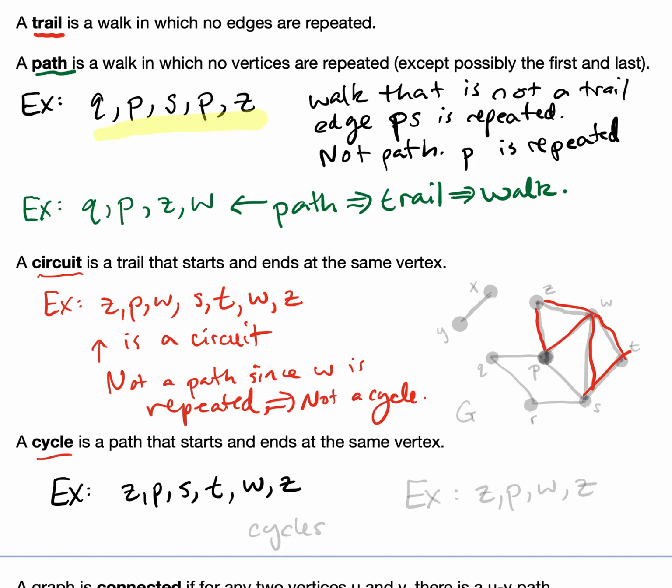So that is a cycle. It does repeat the vertex Z at the beginning and the end, but that is allowed, so this is a cycle that begins and ends with Z. And another example of a cycle that begins and ends with Z would be ZPWZ. So these are both cycles. And because they are cycles, because they do not repeat any vertices, they also meet the criteria of not repeating edges. So they are technically also circuits, but we would usually use the more restrictive term cycle when we can.